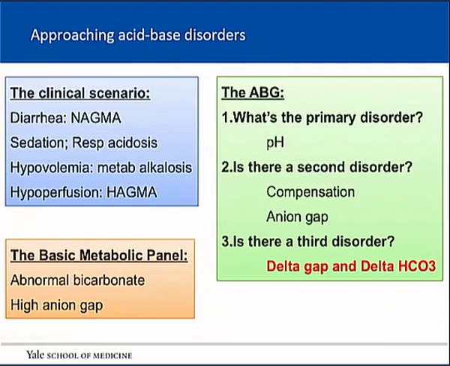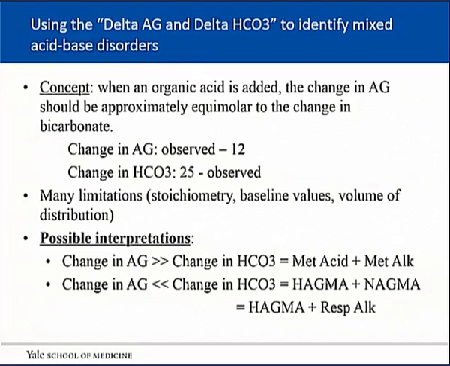And then finally, we have to ask if there is a third disorder. And one of the simple ways to look, even though there are lots of problems with the delta change, or the change in bicarbonate and change in anion gap, physical-chemically, there are lots of problems with this, but from an educational perspective, I still like to use it.